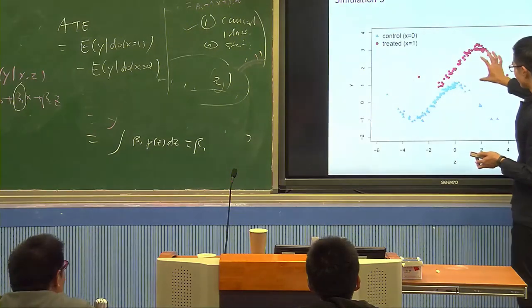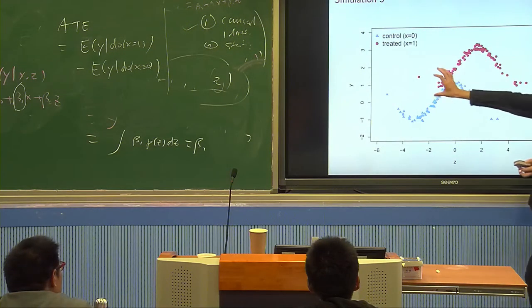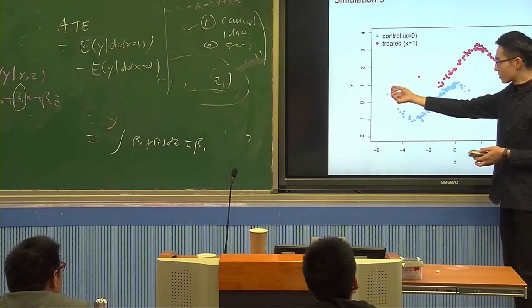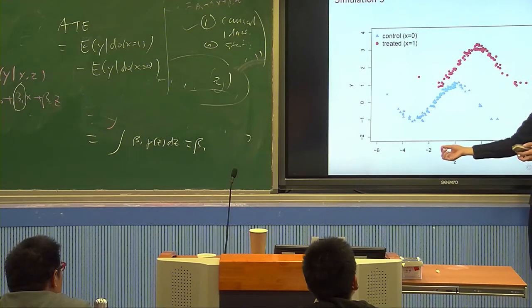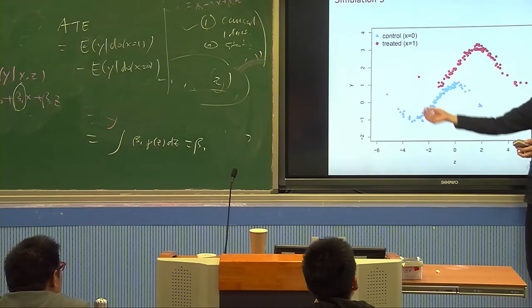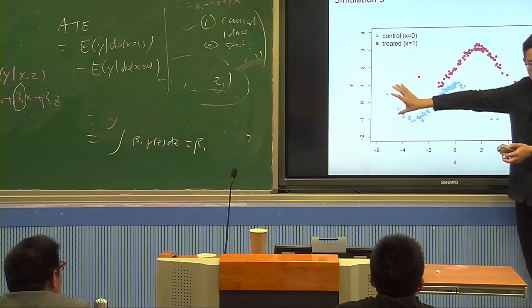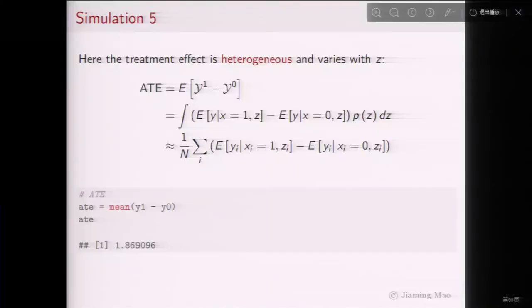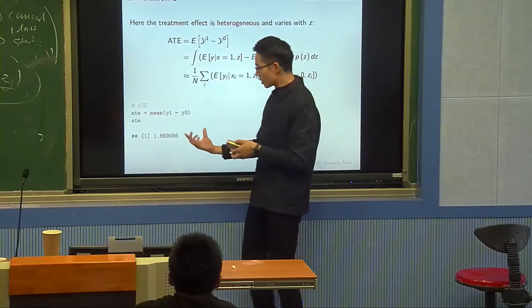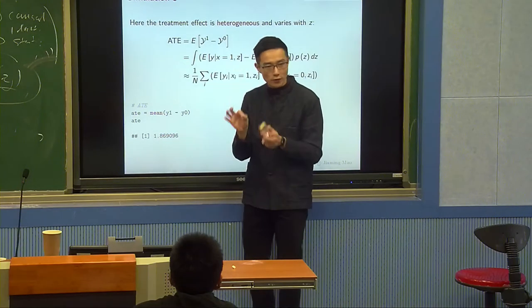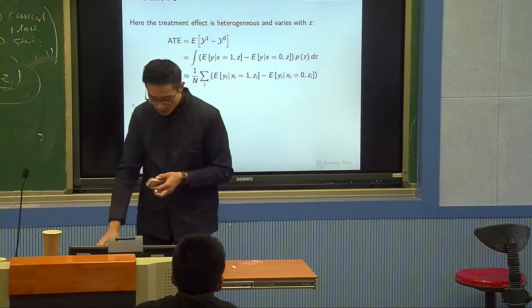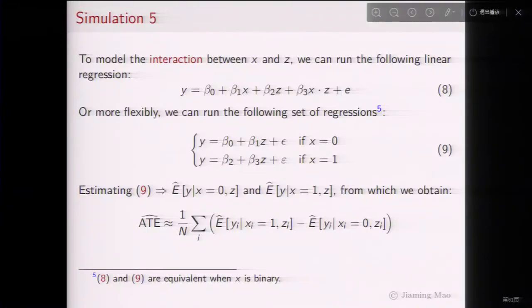I take all the differences. There are all these different treatment effects, and then essentially I integrate them with respect to the distribution of Z. If you do that, you can think about this as an average. I just average all these different treatment effects. And the result, the total treatment effect, is 1.87. That's our true value. How do you estimate this?